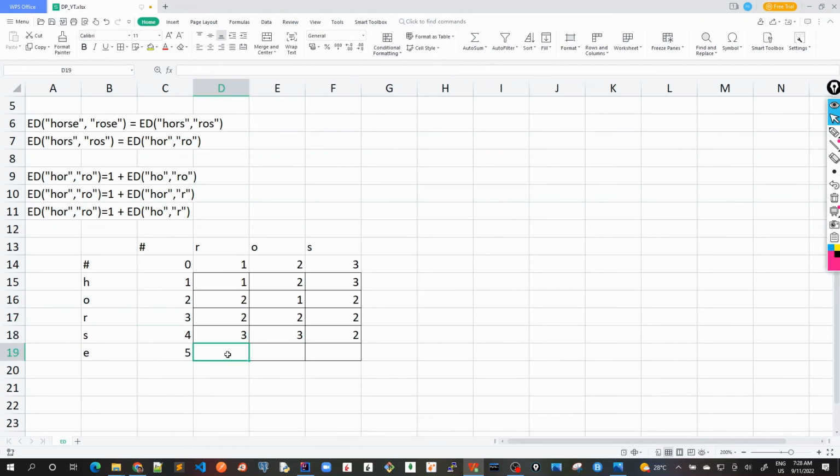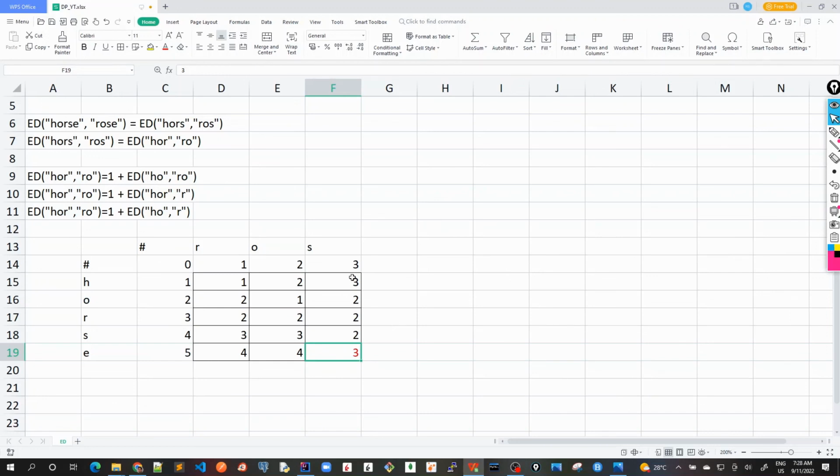It's 2. Again, R and E don't match. Minimum is 3. So it should be 4. O and E don't match. Minimum is 3. So it should be 4. S and E, they don't match. So it will be minimum of this. Minimum is 2. 2 plus 1, 3. So this is our final solution.